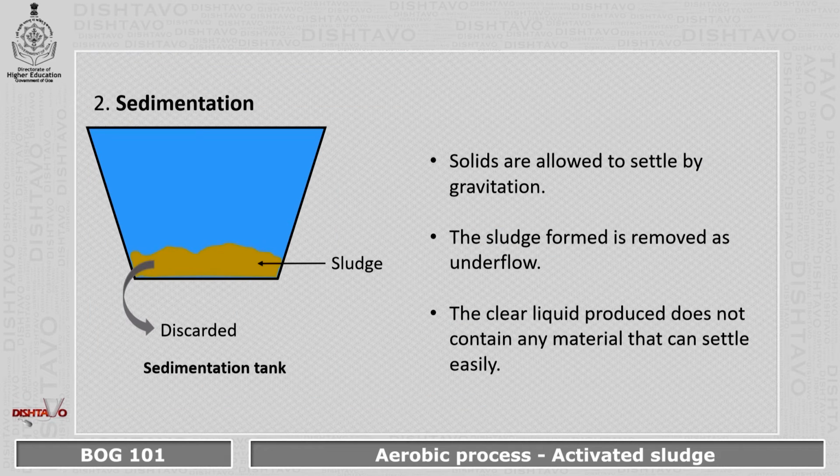In the second step, that is sedimentation, the solids are allowed to settle by gravitation. The sludge that is formed is then removed as the underflow. The clear liquid that is produced does not contain any material that can settle easily.